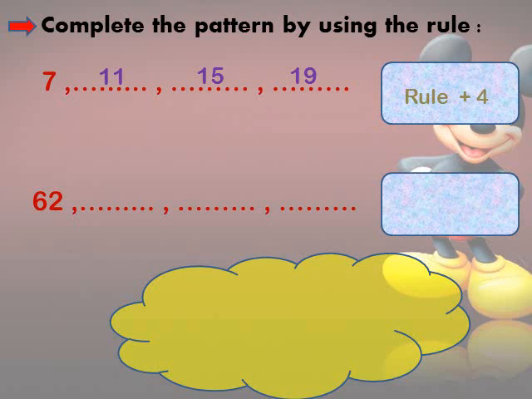Now I have, start with 62 and my rule says minus 2, which means the numbers are going to be smaller. So I'm going to move backward 2 steps. 62 minus 2 equals 60. 60 minus 2 equals 58. 58 minus 2 equals 56.